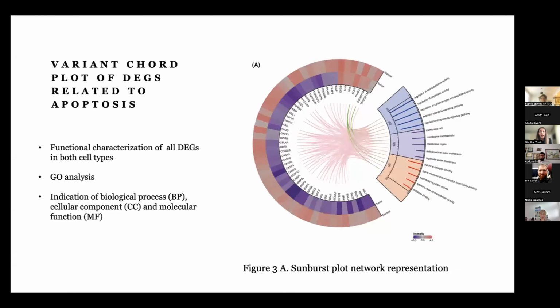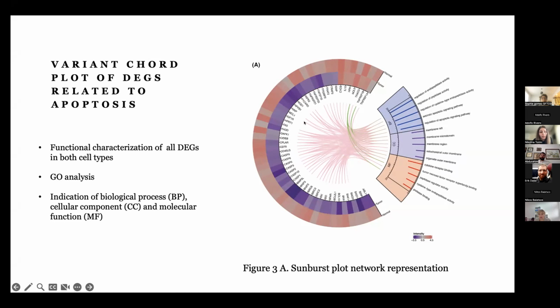In the next step, we again included all differentially expressed genes in both cell types and imported them into the Gene Ontology analysis, and a sunburst plot network was constructed. From this, we can see that the top 5 biological processes include regulation of endopeptidase activity, peptidase activity, cysteine-type endopeptidase activity, extrinsic apoptotic, and generally apoptotic signaling pathway regulation.